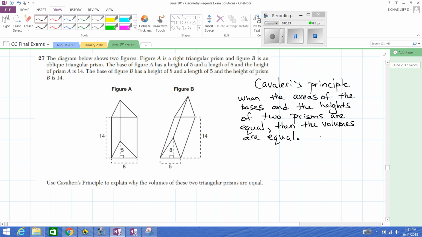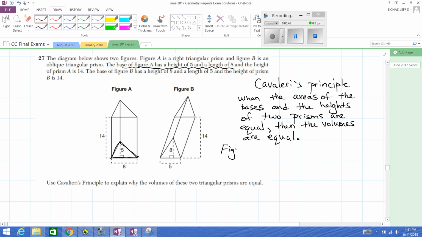Now, for this one, the base of figure A has a height of 5 and a length of 8, and it's a triangle. Okay, so this is the area of the base of figure A.